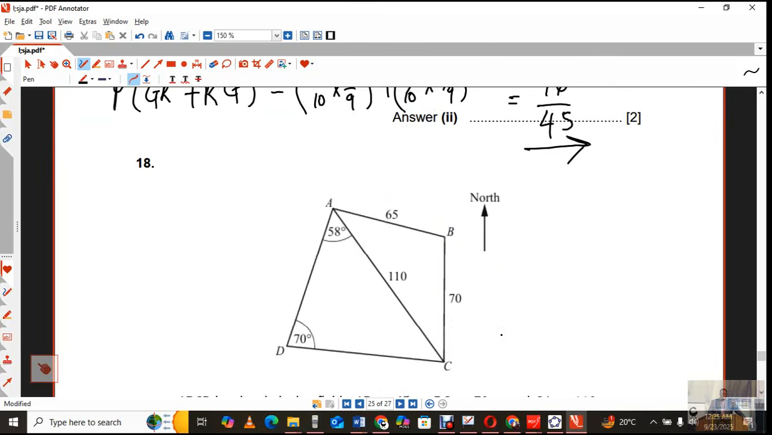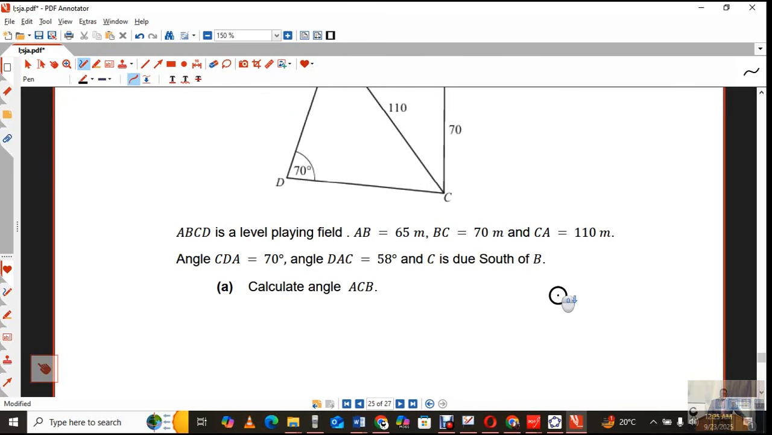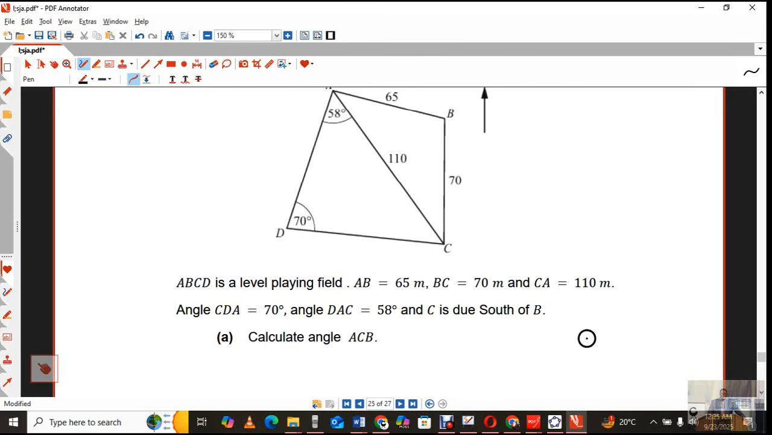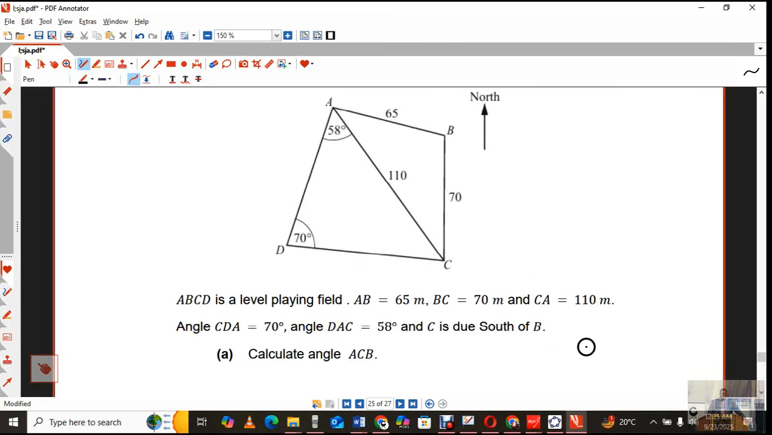Anything equivalent to that. Question 18, they say ABCD is a level playing field. AB is 65, BC is 70, CA is 110, CDA is 70, angle DAC is 58, and C is due exactly south, that is 180 degrees from B. Calculate angle ACB. So the angle that they are looking for is this angle over here.